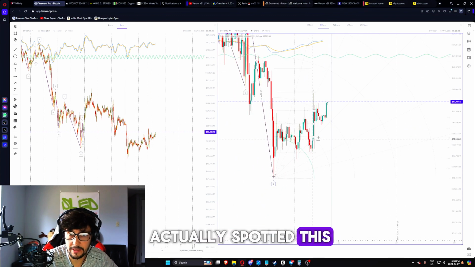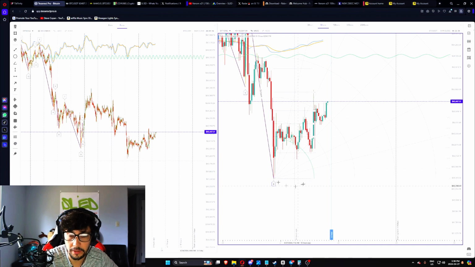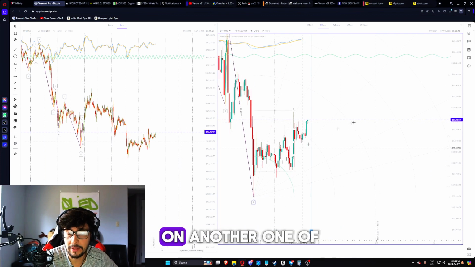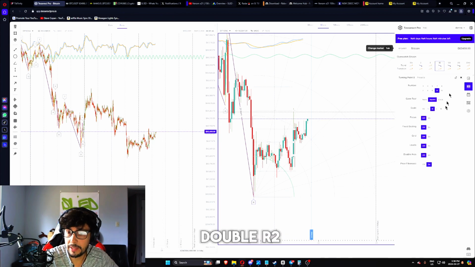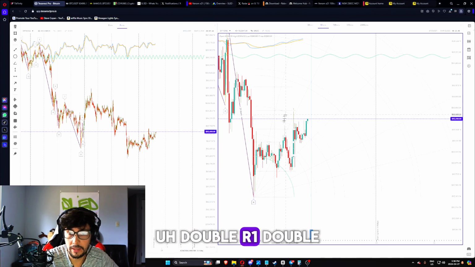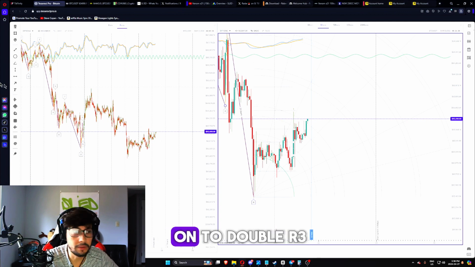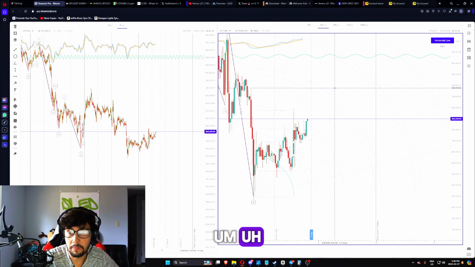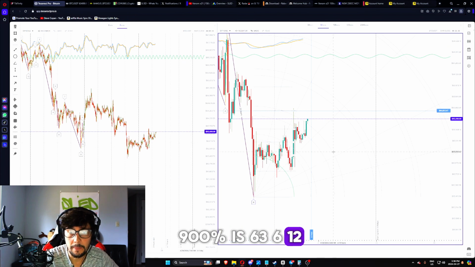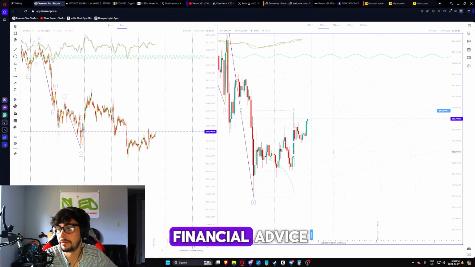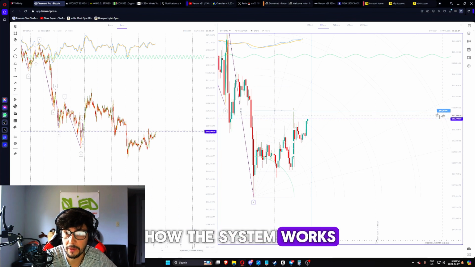We actually spotted this turning point 8 yesterday on another one of the classes. We already pierced through double arc 1, double arc 2 is through. We're on to double arc 3. Possible target, not 100%, is 63,612. This is not a signal, guys. This is not financial advice. I'm just telling you how the system works. We can place targets here.